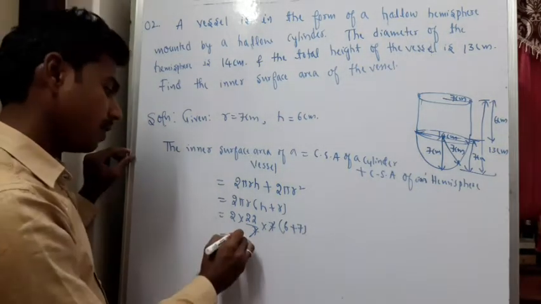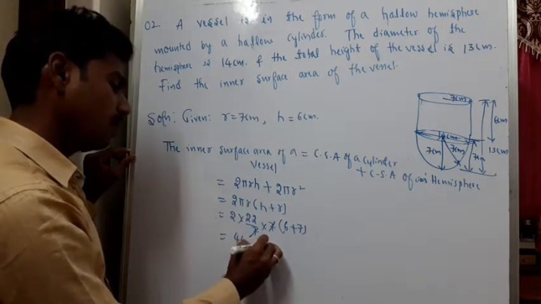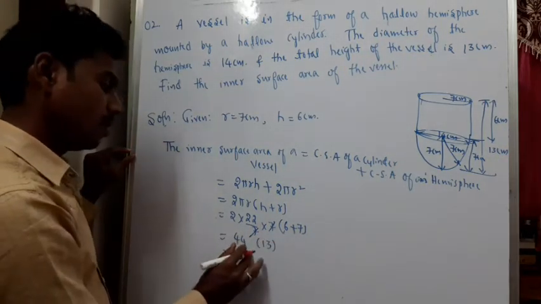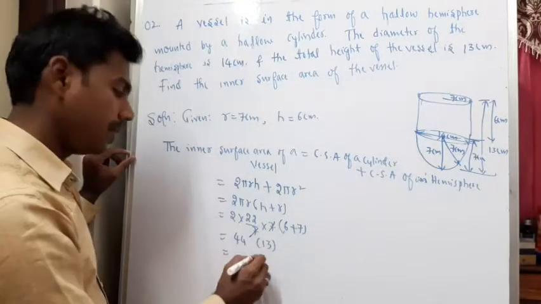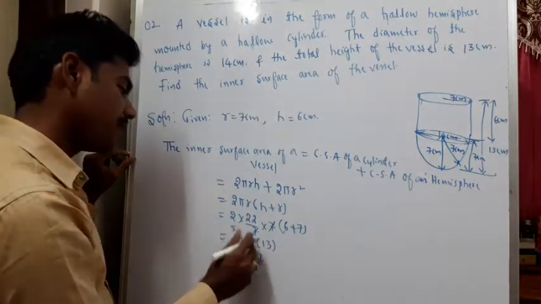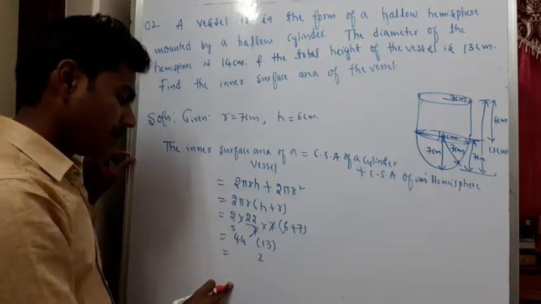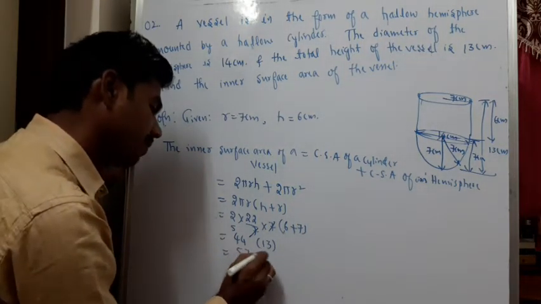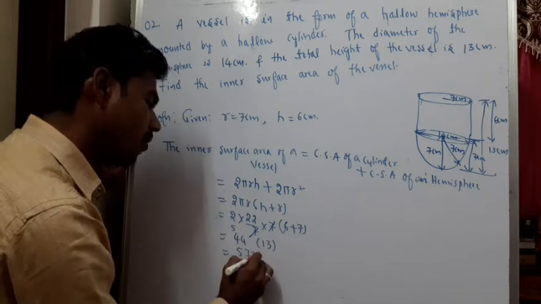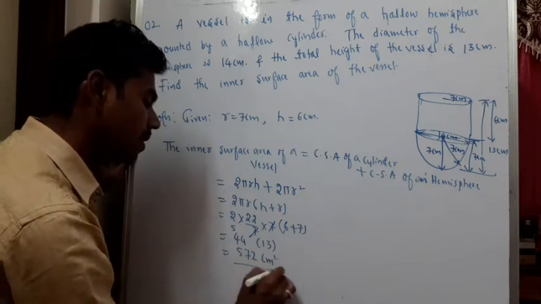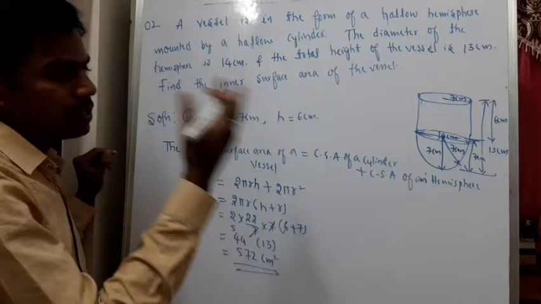2 into 22 is nothing but 44 into 13. 13 fours are 52. Carry 5. Again 13 fours are 52 plus 5, 57. So this is equal to 572 centimeter square. So please note this down.